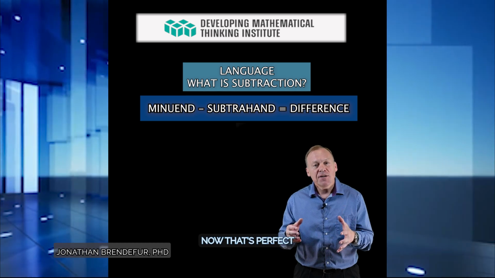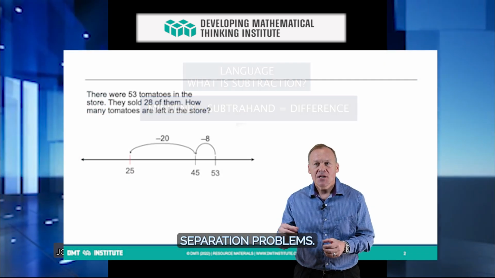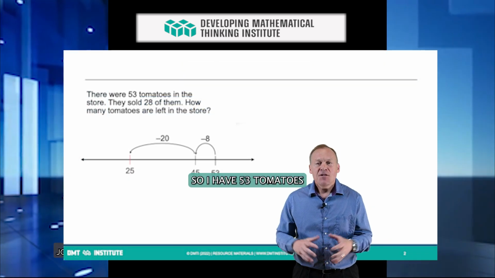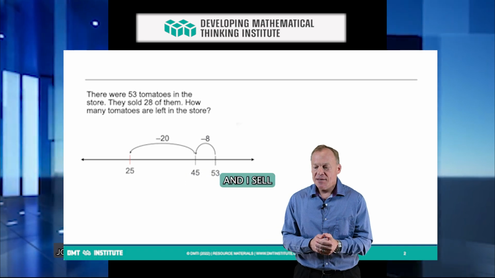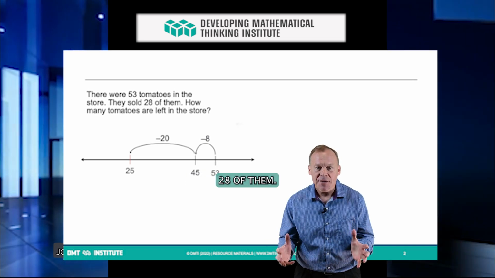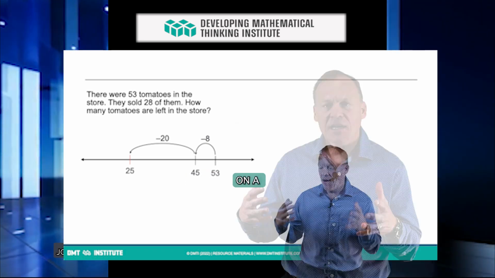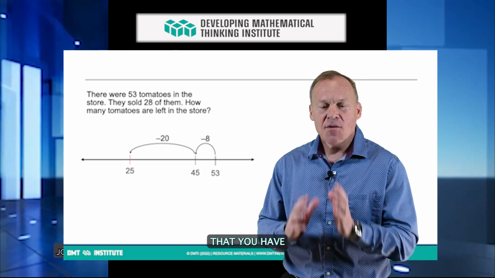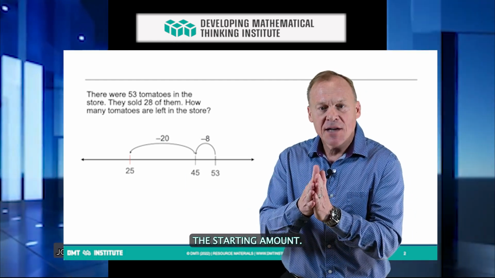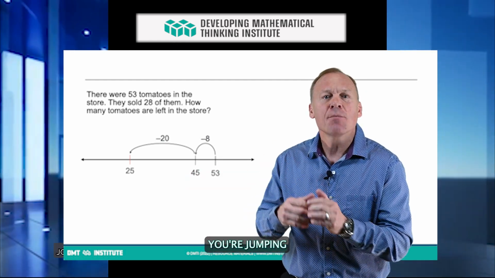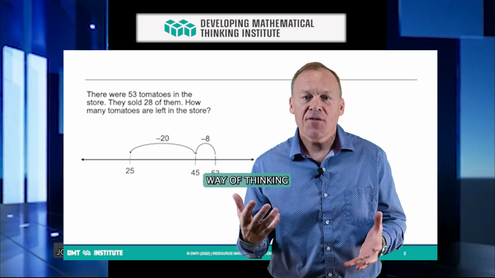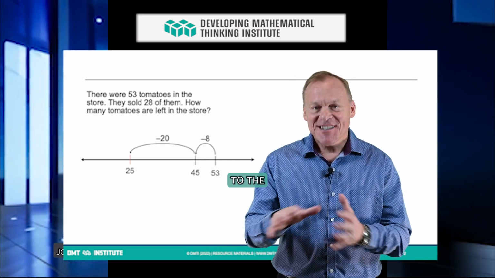Now that's perfect for these separation problems. So I have 53 tomatoes, and I sell 28 of them. So there you're thinking kind of number line. You're seeing that you have this quantity, the starting amount, and then you're going to be taking that amount away. You're jumping back on the number line. That's one way of thinking about it before we get to the standard algorithm.